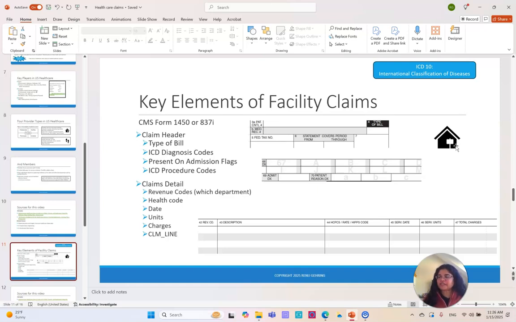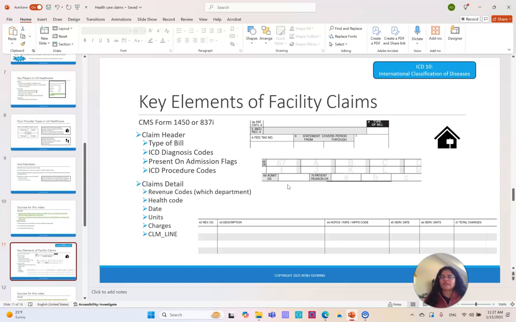Now, the way that facilities bill for services rendered is through a type of form called 1450. And you don't have to worry about the number so much. And there's also an electronic version of it. And what I've done is I've taken pictures of the form and I've pasted it here for your understanding. I haven't done the whole form, but I've taken pictures of it to illustrate the key elements.